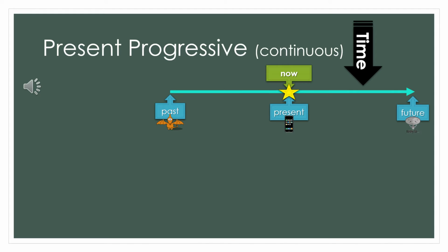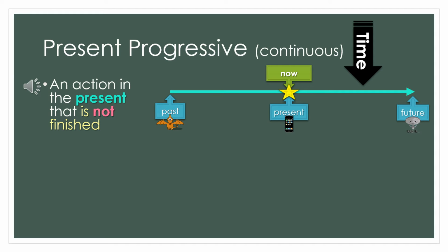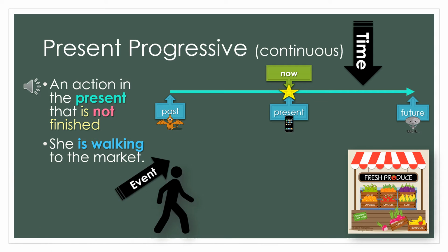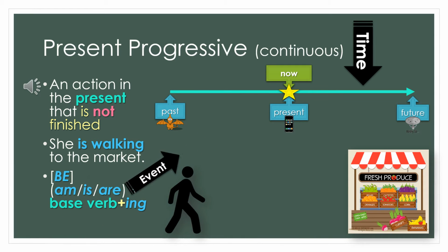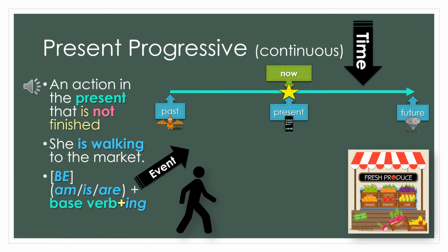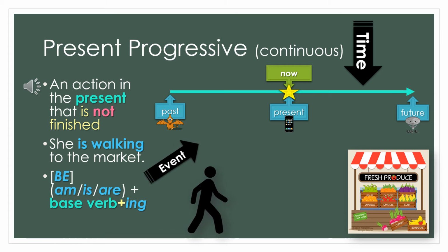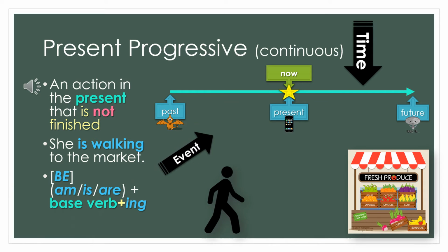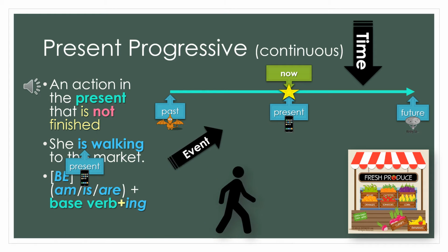Present progressive is an action in the present that is not finished. It is an ongoing action. She is walking to the market. It's an ongoing action. To form the present progressive in English, you use the appropriate form of the verb to be plus the base verb, and you add ing to the end of the base verb.